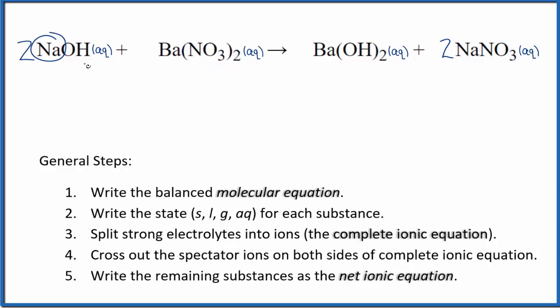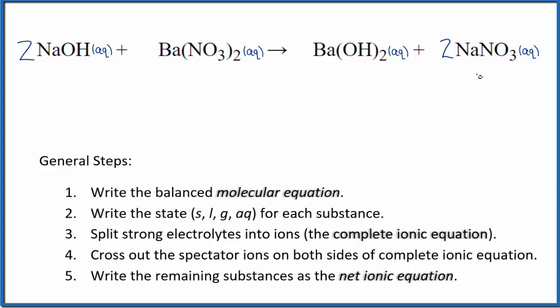In general, hydroxides are insoluble with a few exceptions. Group 1 elements like sodium hydroxide or potassium hydroxide, and barium hydroxide is an exception. It's considered a strong base, so we say it's soluble and we write aqueous. So in this net ionic equation, everything's soluble, so everything will be split into its ions. What we start out with in terms of ions, we'll end up with the same ions.